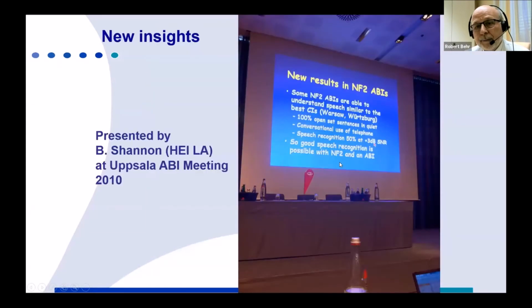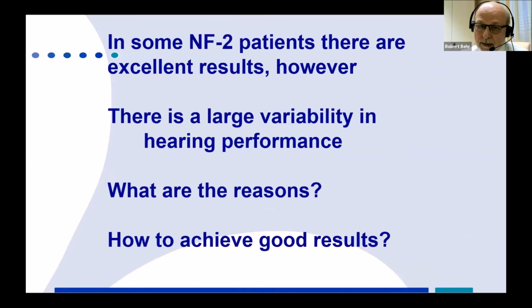And he stated that some NF2 ABIs are able to understand speech similar to the best CIs: 100% open set, quiet, conversational use of telephone, speech recognition of 50% in plus 3 decibel signal-to-noise ratio. And the result was that so good speech recognition is possible with NF2 and an ABI. And that showed all the people who were working with the ABI and with NF2 that results can be better as one was thinking in the past.